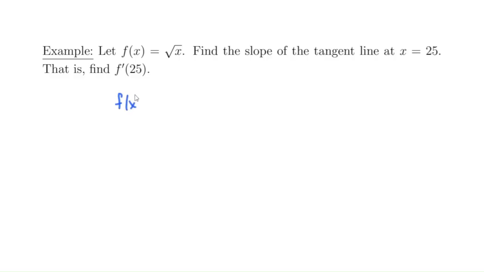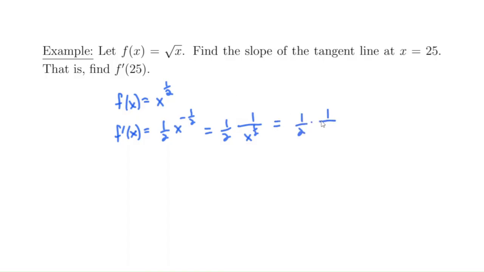Well, f of x is the square root of x, but the square root of x is x to the 1/2 power. Okay, so you really need to know your properties of exponents here. So what is f prime of x? Well, according to the power rule, f prime of x is going to be 1/2 x to the, well, we have to do 1/2 minus 1, which is going to be negative 1/2. Okay, now we could leave our answer like that, but let's rewrite it as 1/2 times 1 over x to the positive 1/2. That'd be the same thing as 1/2 times 1 over the square root of x. And that's the same thing as 1 over 2 times the square root of x.